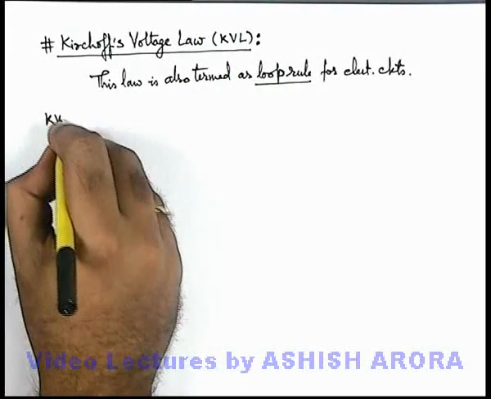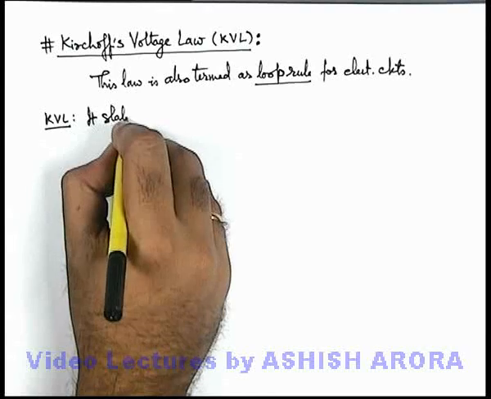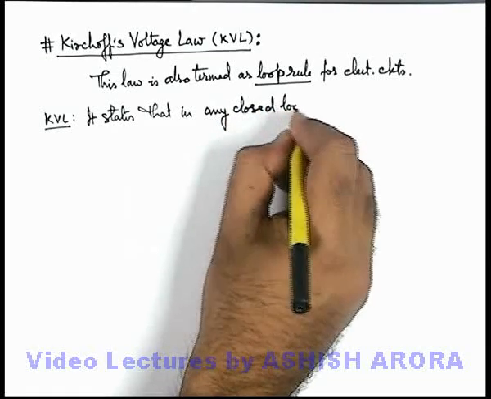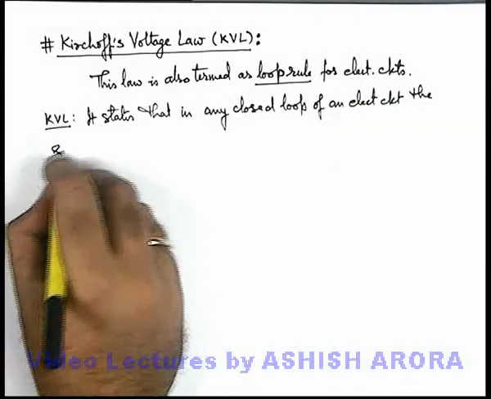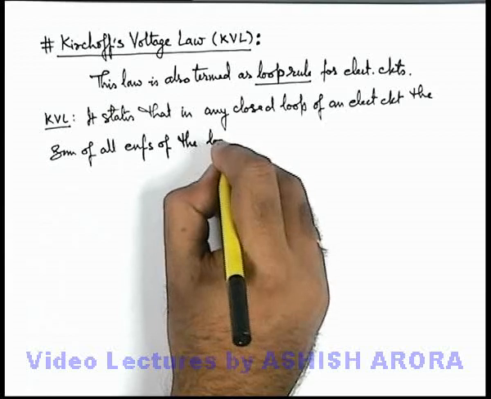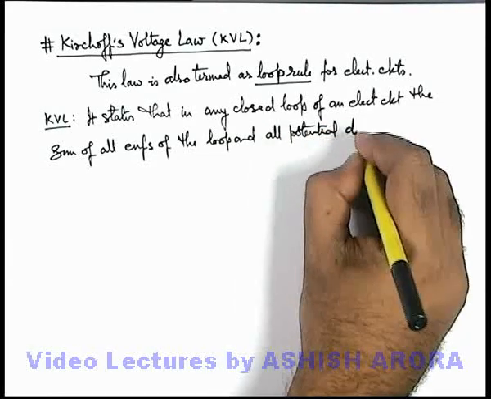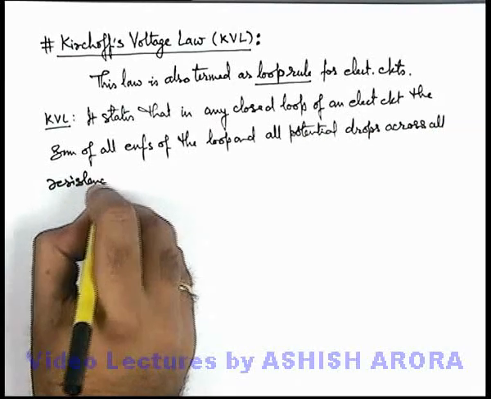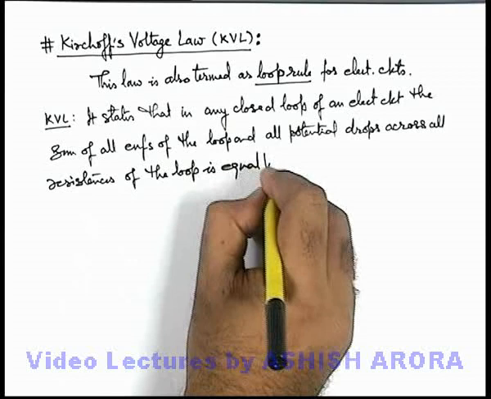And what this law states, let's first write down and then we'll discuss how it is applied or how it is used. It states that in any closed loop of an electrical circuit, the sum of all EMFs of the loop and all the potential drops across all resistances of the loop is equal to 0.